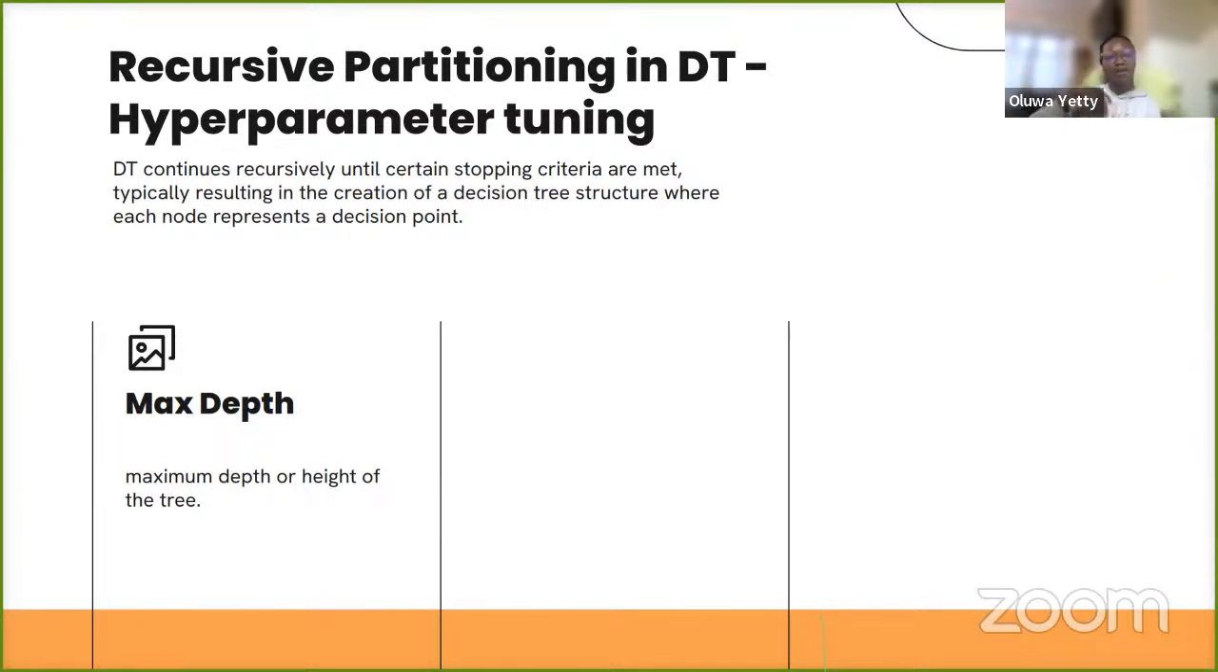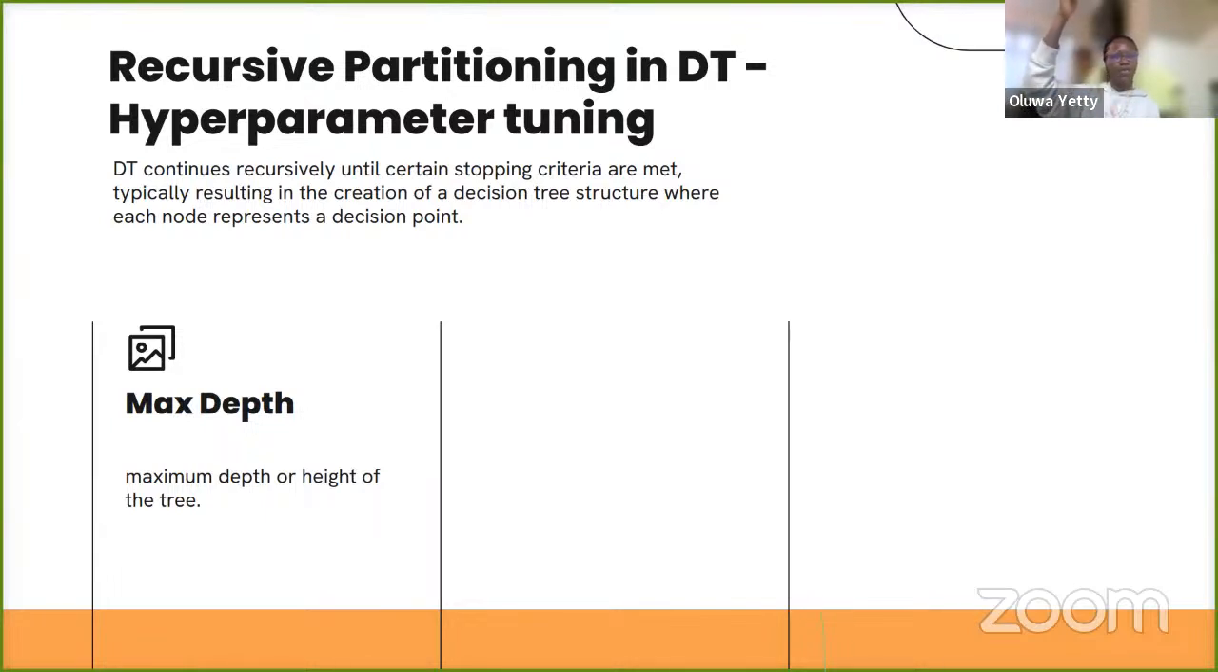Like when you have a for loop that is not ending, or a while loop that is not ending. And there are some things that you can use to stop the growth of the tree. One of them is the max depth, which is a parameter you can set when you're building your model. You can set the maximum depth or height of your tree, like how deep you want it to go.